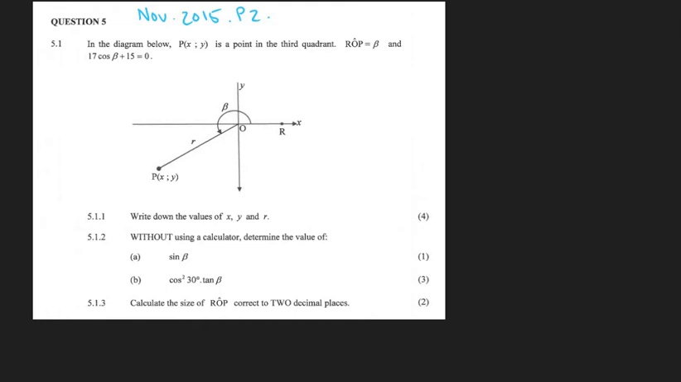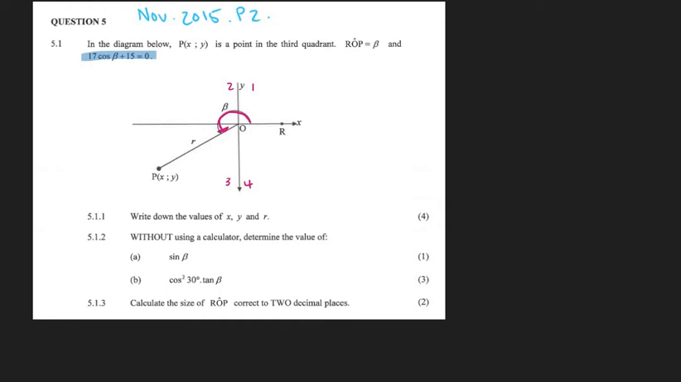Remember that this is my first, second, third, and fourth. The third quadrant, ROP, which means this whole area here, we call that beta, and this is an equation that we use on this diagram. So now they want us to write down the values of x, y, and r.